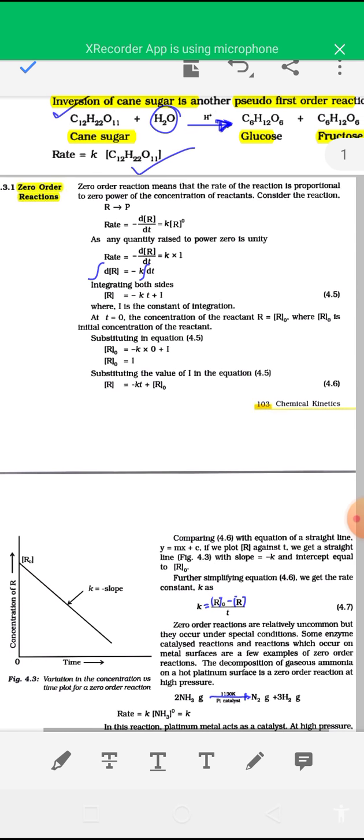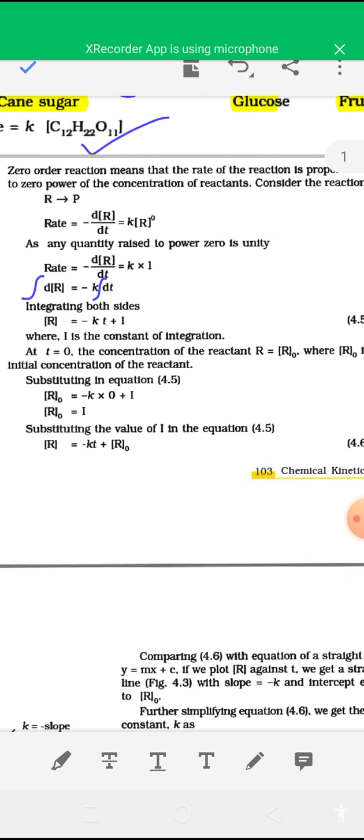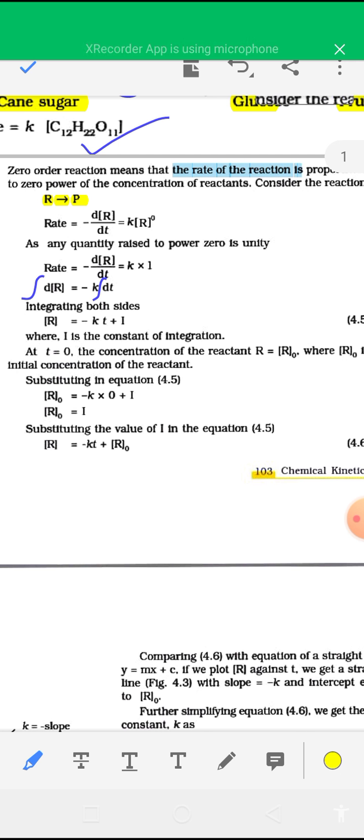Now, zero order reaction. If the order of a chemical reaction is zero, then the reaction is known as a zero order reaction. Suppose R to P, reactant to product, is a zero order reaction. Zero order reaction means that the rate of the reaction is proportional to the zero power of the concentration of reactant. For example, let R to P be a zero order reaction.